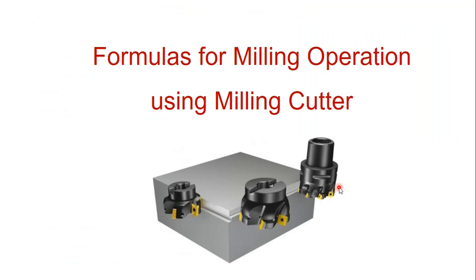Now next we will see some formulas for milling operation using a milling cutter. So here I am using a milling cutter. So you can see this is a milling cutter. Okay, so whatever yellow color you are seeing, those are the inserts. So many times we are using carbide inserts. Okay, so only these inserts will wear out, so we just have to go on changing these inserts.